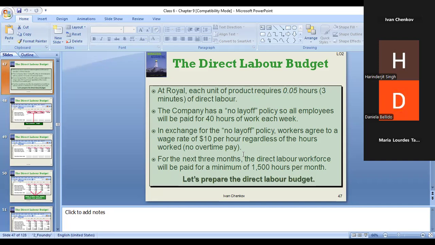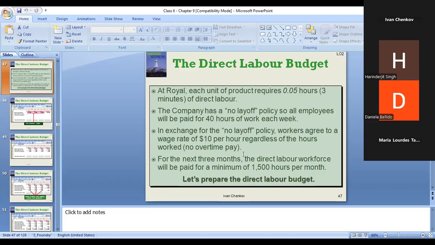And for the next 3 months, the direct labor workforce will be paid a minimum of 1,500 hours. So what that means, just to explain a little bit, is that if the workers work 37.5 hours, they're going to be paid 40 hours. If they work 30 hours, they're going to be paid 40 hours times $10. If they work 15 hours per month, they're going to be paid 40 hours times $10. But if they work 45 hours, they're going to be paid 45 hours times $10.